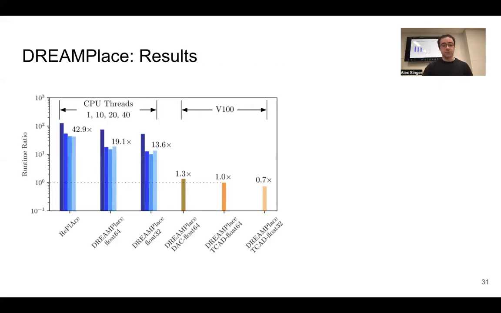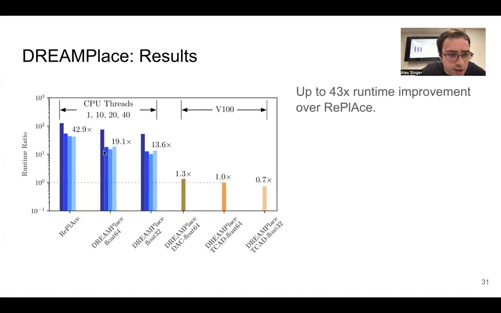So what were the results of DreamPlace? Well, we were able to see up to a 43 times runtime improvement over the RePlAce algorithm on CPU. And RePlAce was parallelized to multiple threads, and even then they were able to get upwards of about 43x. Let me just double check. Yes, upwards of about 43x runtime improvement, which is a very large improvement. Now, granted, it's not exactly an apples to apples comparison because this is using GPU acceleration and this one's using CPU acceleration, but it's still a massive improvement.